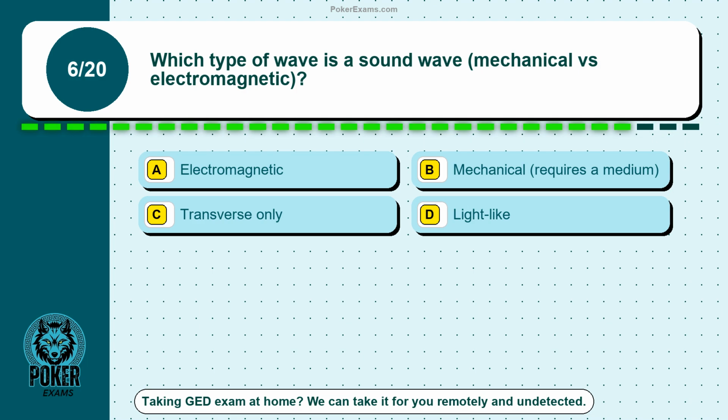Question 6. Which type of wave is a sound wave, mechanical versus electromagnetic? Option A, electromagnetic. Option B, mechanical, requires a medium. Option C, transverse only. Option D, light-like.